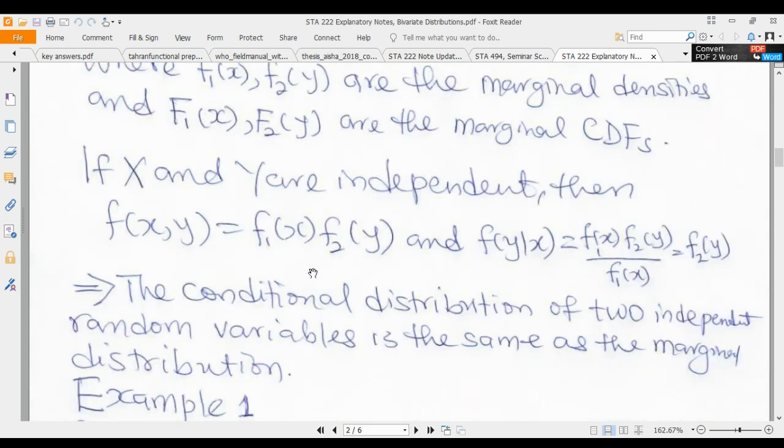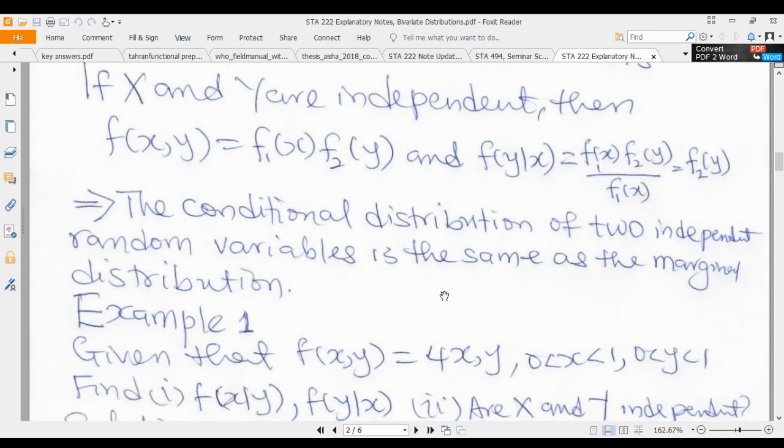So if x and y are independent, then the PDF f of x comma y is equal to the marginal f1 of x times the marginal of y f2 of y, and the conditional PDF f of y given x is just equal to f2 of y. That is, they don't have any connection between themselves, they are independent. So the conditional distribution of two independent random variables is the same as the marginal distribution. So you see the conditional distribution f of y given x is the same as the marginal f2 of y.